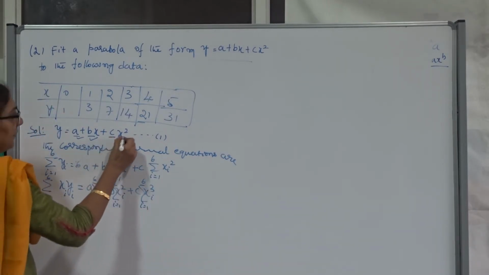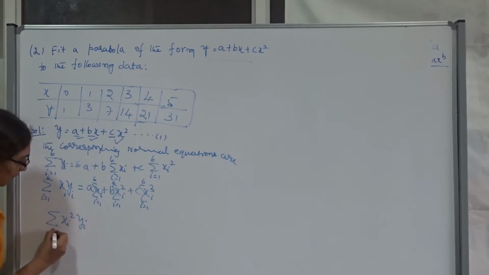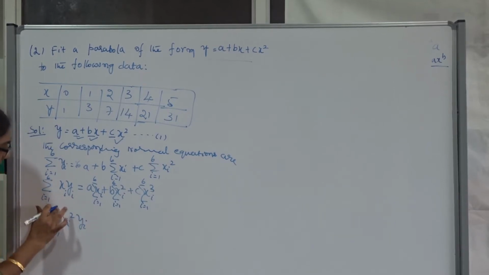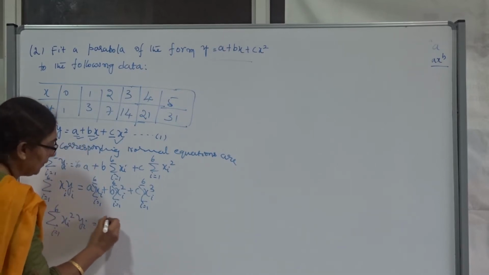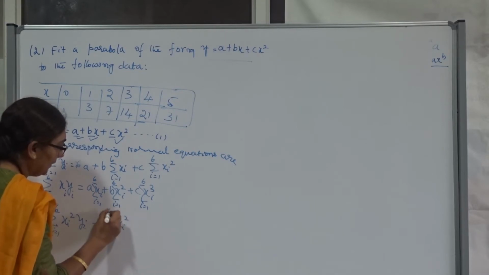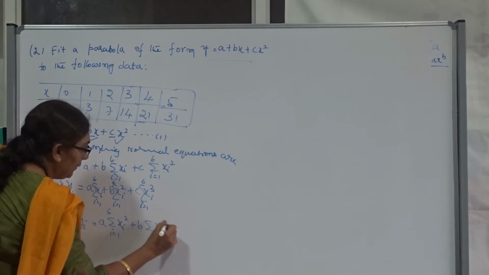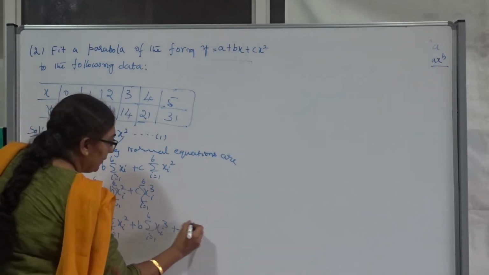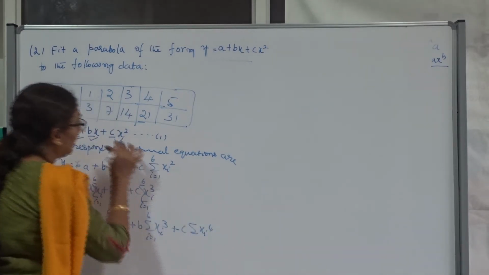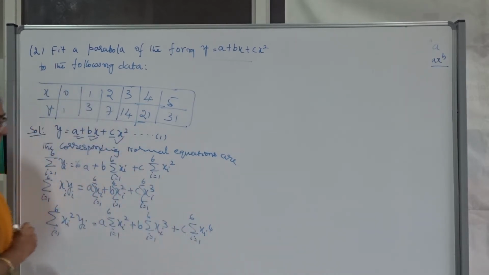The third normal equation depends upon c. What is the coefficient of c? It is x square. Therefore, multiply by x square. Now what we get is sigma xi square yi, with summation from 1 to 6. Multiplying by x square gives a into sigma xi square for i ranging from 1 to 6, plus b into sigma xi cube for i ranging from 1 to 6, plus c into sigma xi to the power of 4, because I have multiplied by x square, for i ranging from 1 to 6. This is the third normal equation.